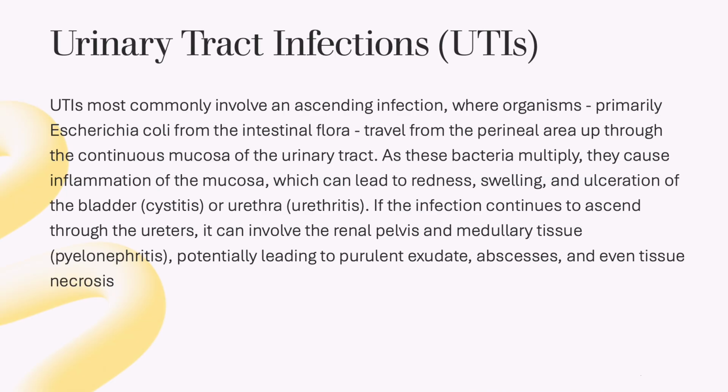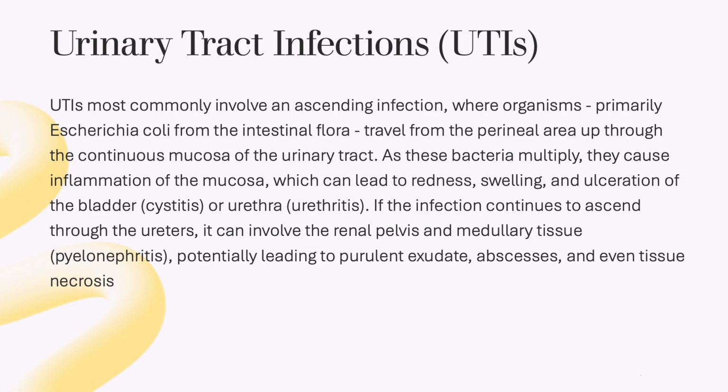Now, urinary tract infections, UTIs, are among the most common bacterial infections encountered in healthcare. Most UTIs occur through an ascending route. Bacteria enter through the urethra, colonize the bladder, and may continue upward through the ureters into the kidneys. So they tend to be ascending. They start at the bottom and go all the way up to the kidneys, causing a kidney infection.